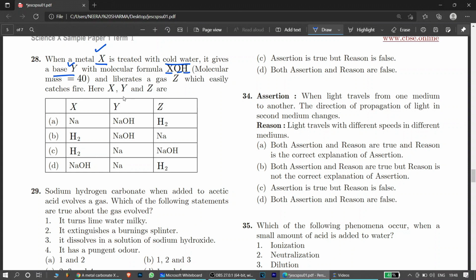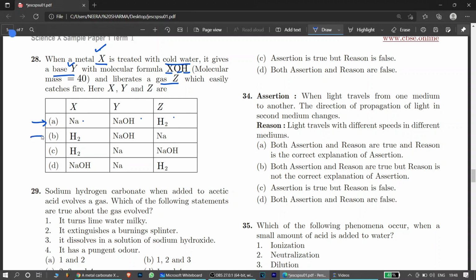Molecular mass is 40 and liberates a gas Z, which especially catches fire. Here X, Y, Z, R. Right? So X is a metal, Y is a base, and Z is a gas. So here we can see in option A, X is a metal, Y is a base, Z is a gas. It can be the answer.